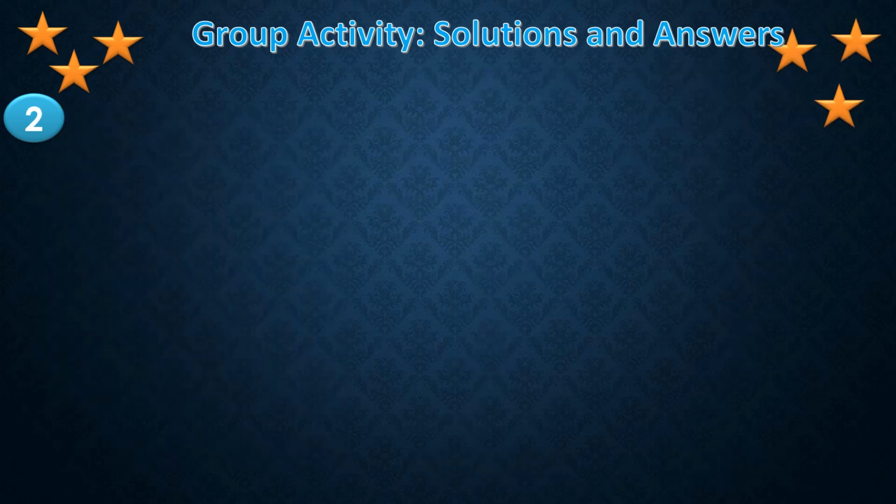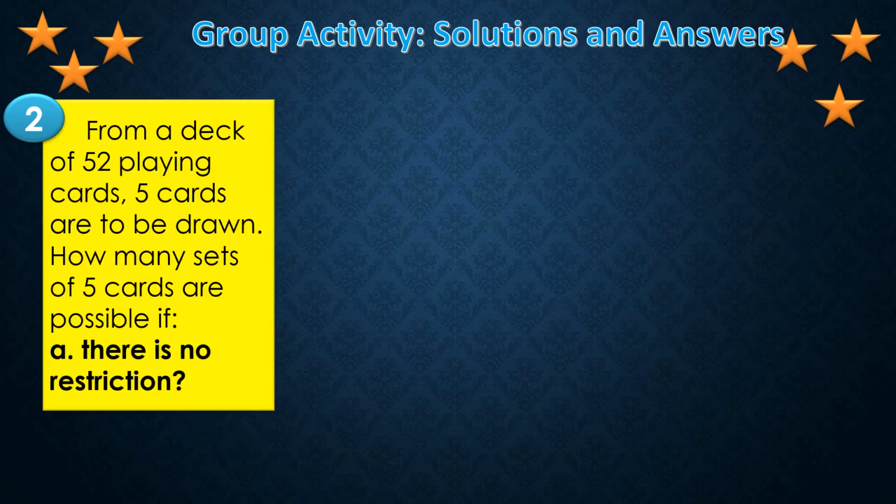Okay, we are done with number 1. So let's go directly to number 2 question. From a deck of 52 playing cards, 5 cards are to be drawn. How many sets of 5 cards are possible if, this is the condition, there is no restriction. So remember, class, a standard deck of cards has 52 in total because we have 4 suits: heart, diamond, spade, and club. Every suit contains 13 cards: ace, 2, 3, 4, 5, 6, 7, 8, 9, 10, then Jack, King, Queen cards. Total of 13. So 13 times 4, that is 52.